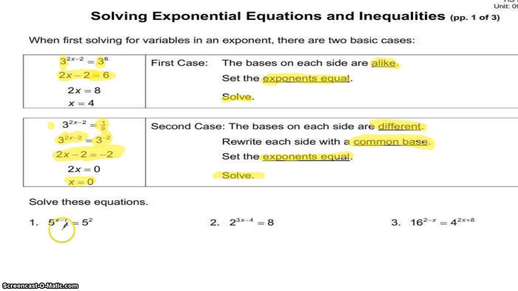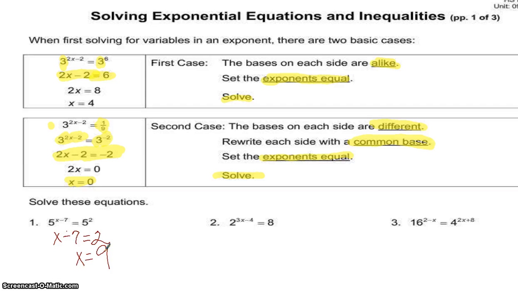So if I take number 1, I see that my bases are the same, correct? My 5s are the same. So this means that I can just take my exponents, x minus 7 equals 2. So now I can just solve by adding 7 on both sides. I get x equals 9. So now looking at the second one, what do you think I would do there?